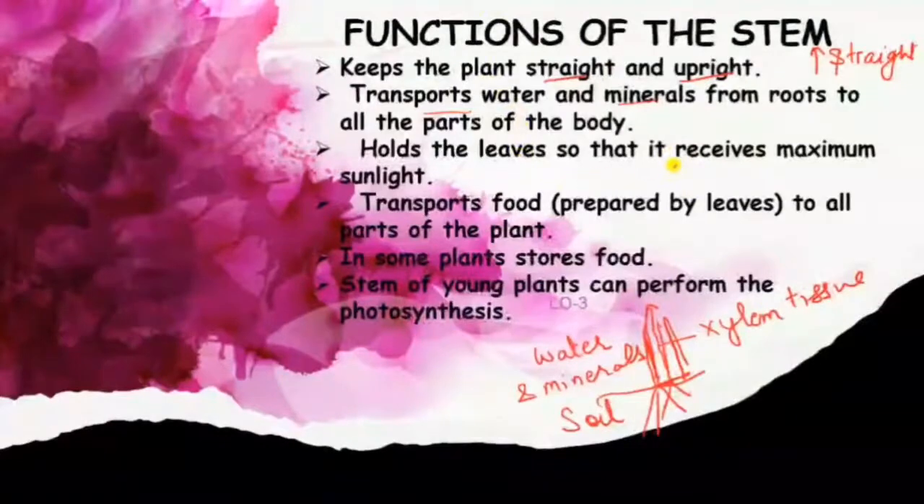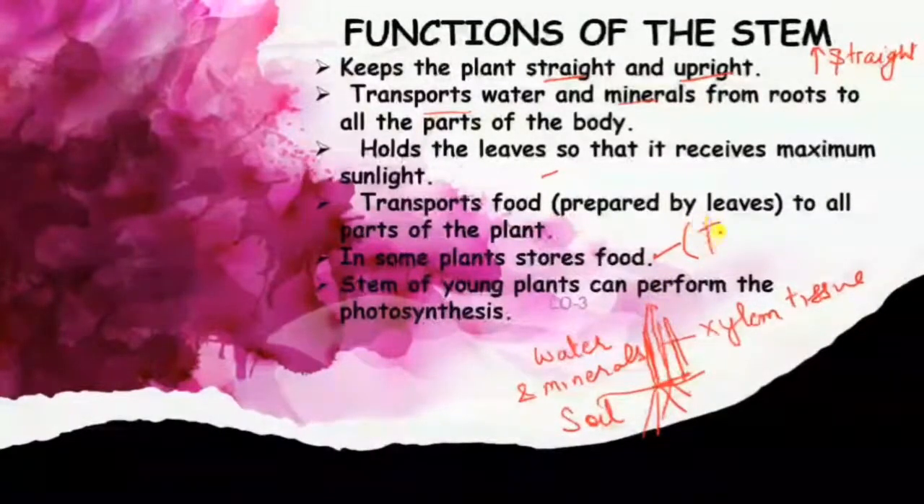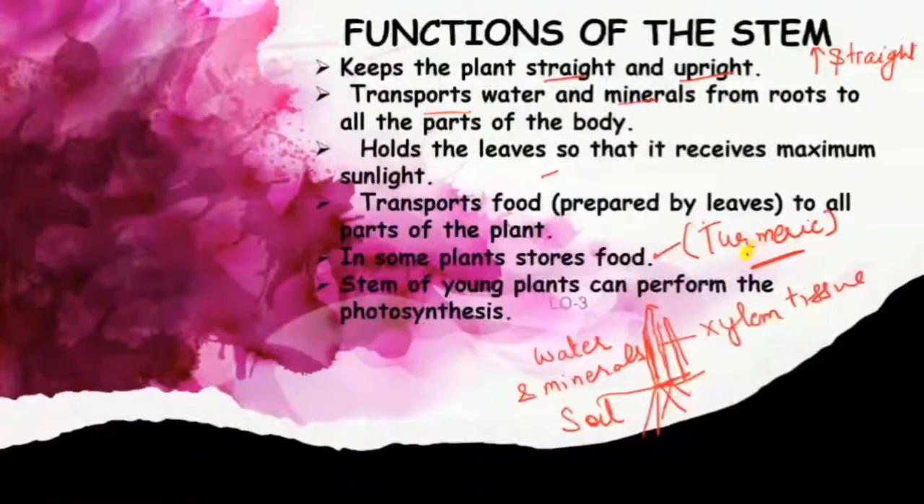Next, it holds the leaf so that the leaf receives maximum sunlight and performs photosynthesis. Next, it transports food. Yes, whatever food is prepared by the leaves is transported through the stem to different parts of the plant. In some plants, it stores food. Already I have explained, like potato, ginger, even turmeric. These are all underground stems and they store food in them.